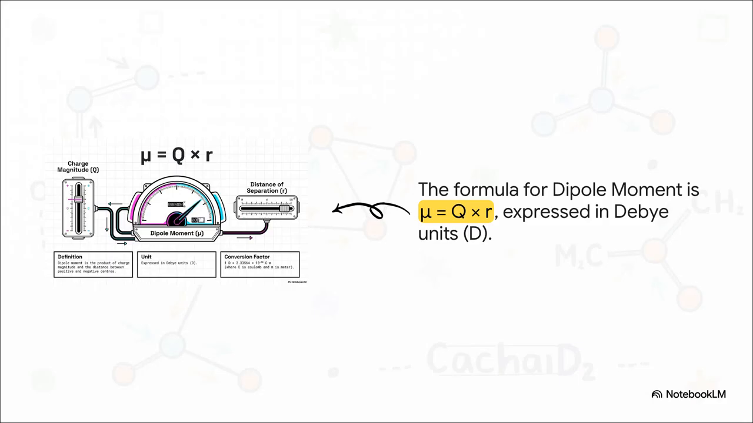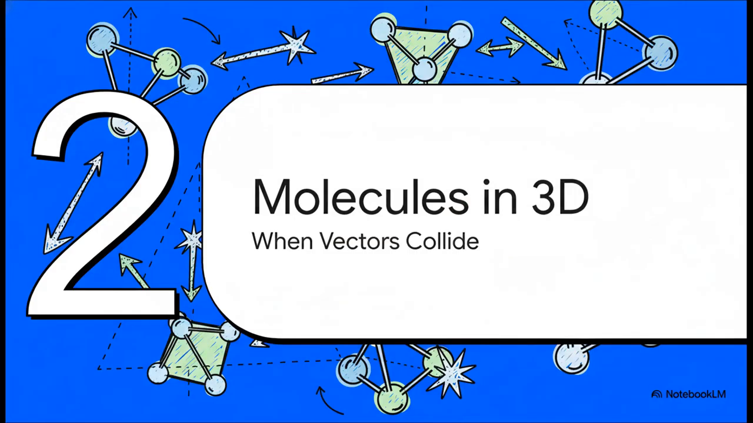The formula itself is actually pretty simple. The dipole moment, mu, equals the magnitude of the separated charge, which we call Q, multiplied by the distance between those charges, R. So the charge magnitude and the distance, they're like two inputs that determine the final reading on our dipole moment meter. And the result is expressed in a special unit called the Debye, or just D. All you really need to know is that a bigger Debye value means a more polar bond. Simple as that.